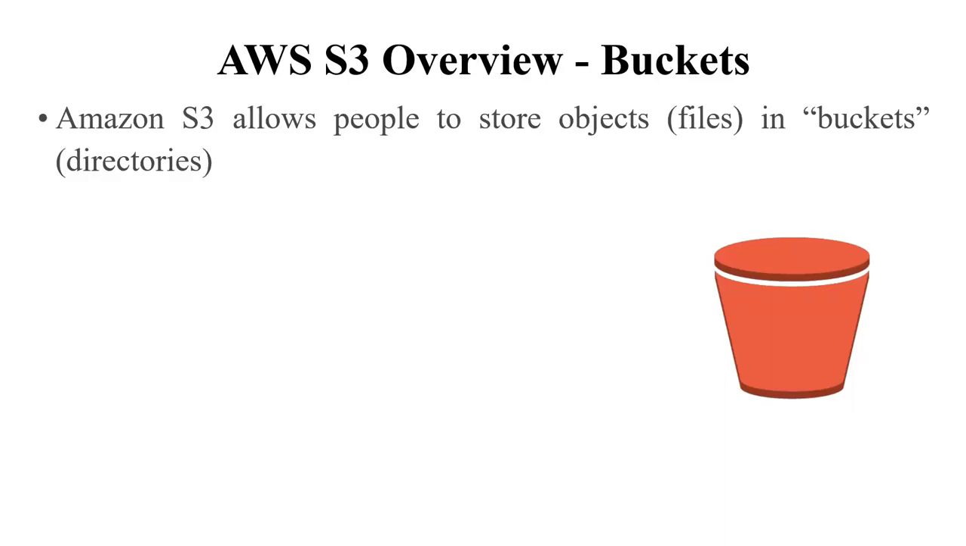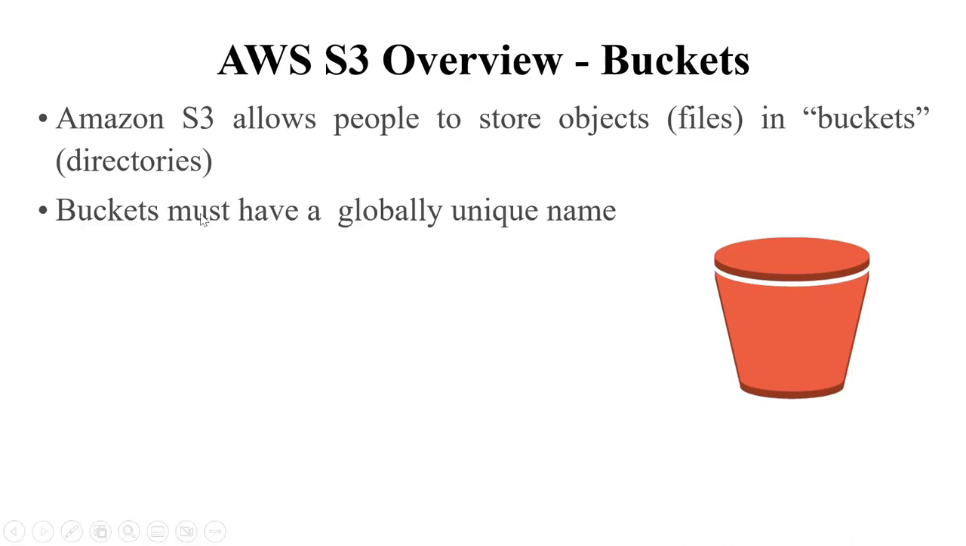If we just conclude about the bucket, S3 allows people to store objects, that's the files, in buckets. Buckets are kind of the directories, but we don't call them directories, though they are represented like a directory. Buckets must have a globally unique name. That is very important.